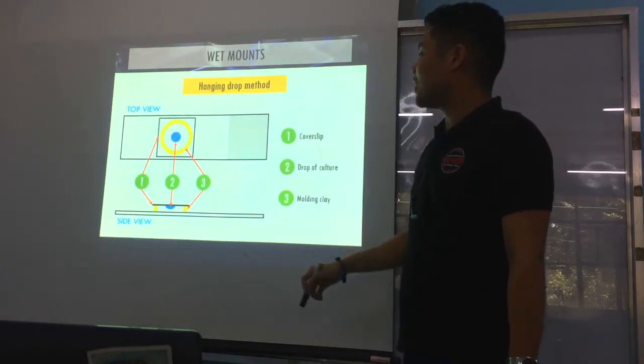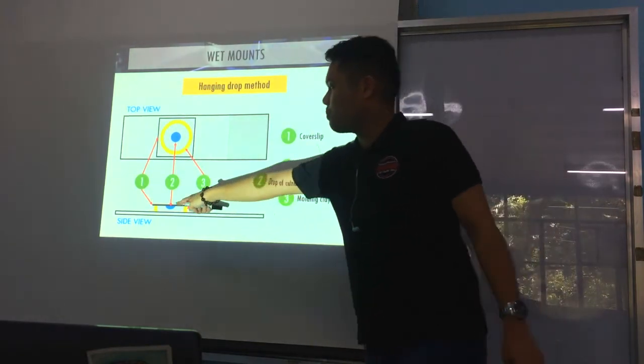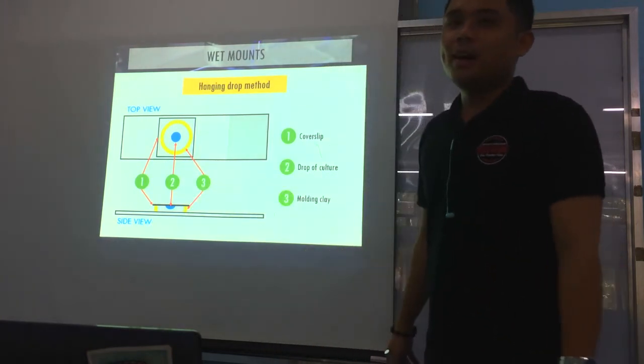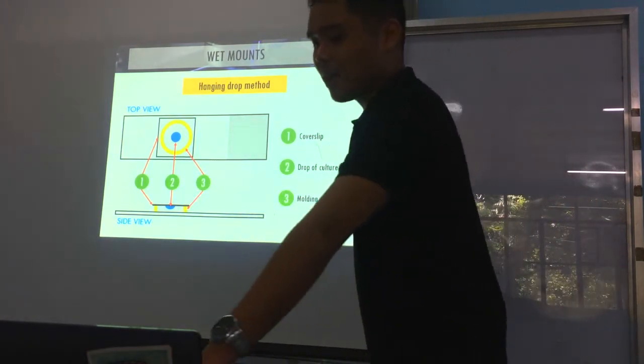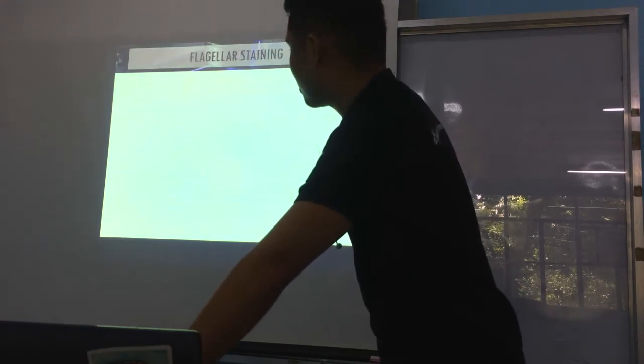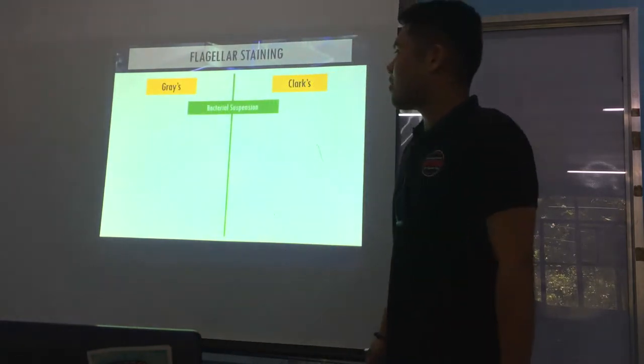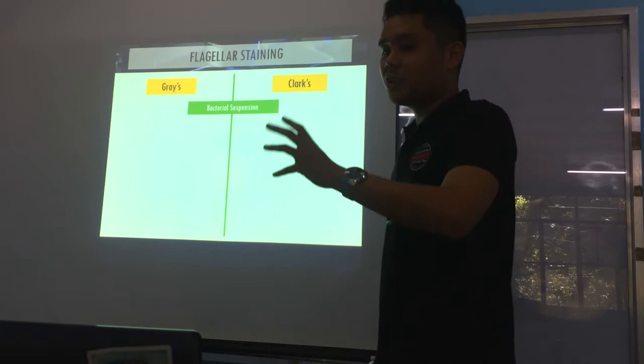Alright? So that is the hanging drop. It is called a hanging drop because the drop full of motile organisms is suspended, hanging. Now, for our next method of flagellar staining, we have two methods, Gray's and Clark's. So we'll differentiate the two.